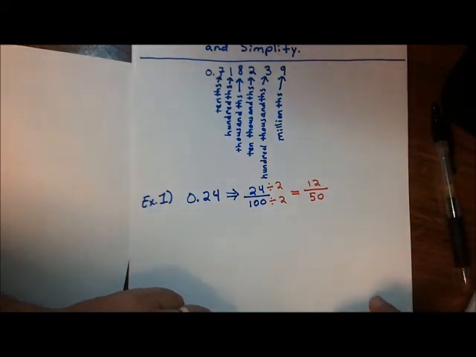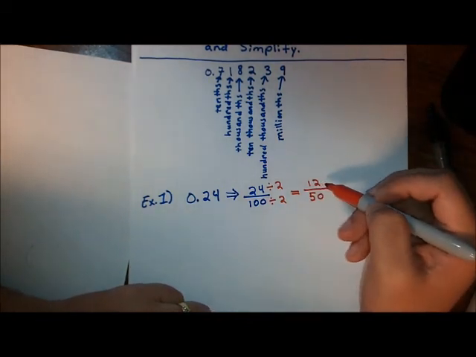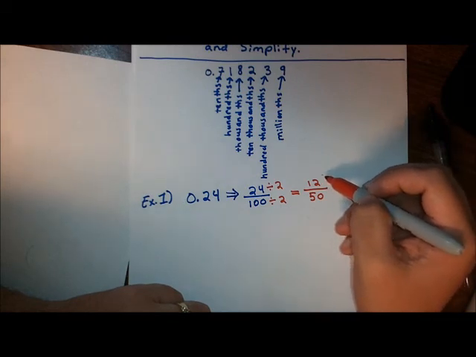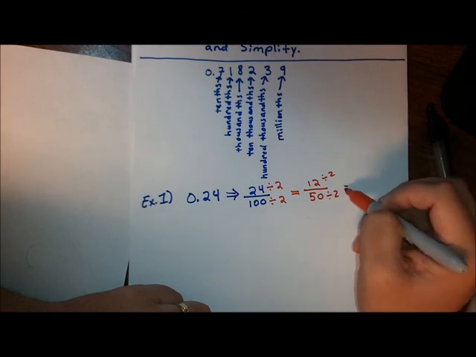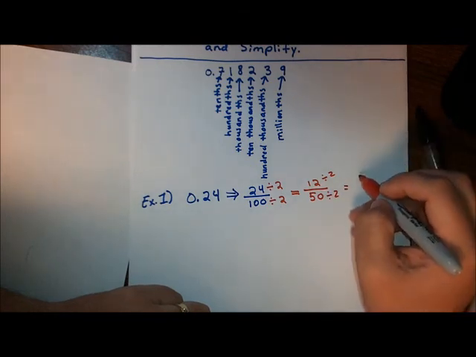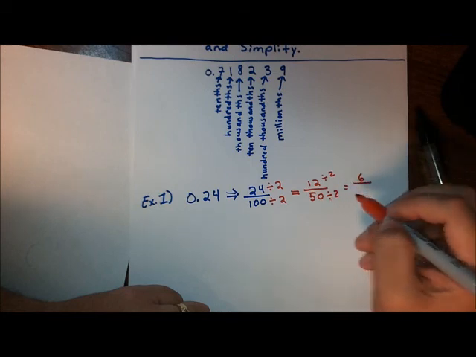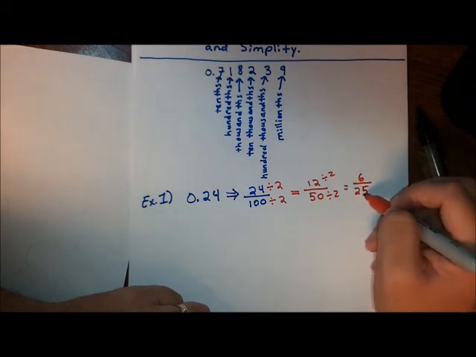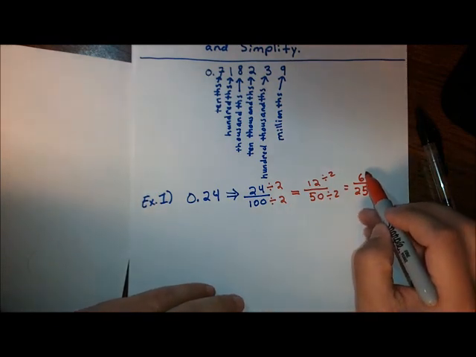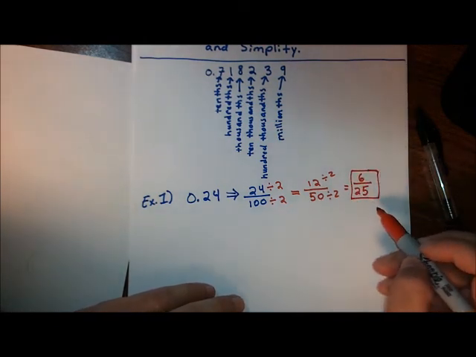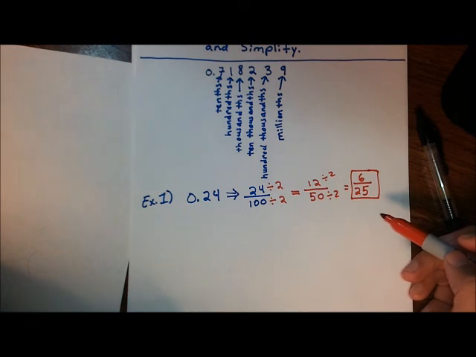Can we further divide the numbers? It looks like we can. 12 can again be divided by 2, and 50 can be divided by 2. 12 divided by 2 gives us 6. 50 divided by 2 gives us 25. Now, can we further simplify 6 over 25? Looks like we cannot. So we're going to stop there. And our fraction simplified to the simplest form is 6 over 25.